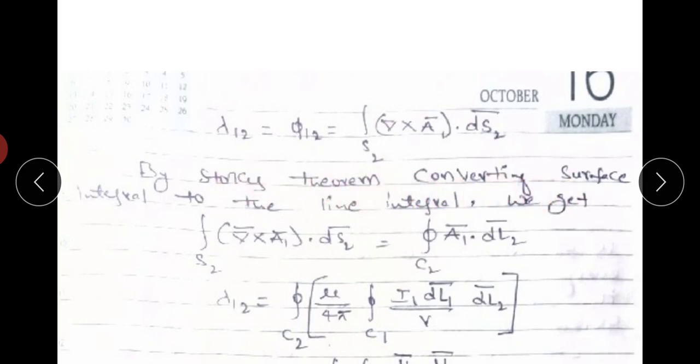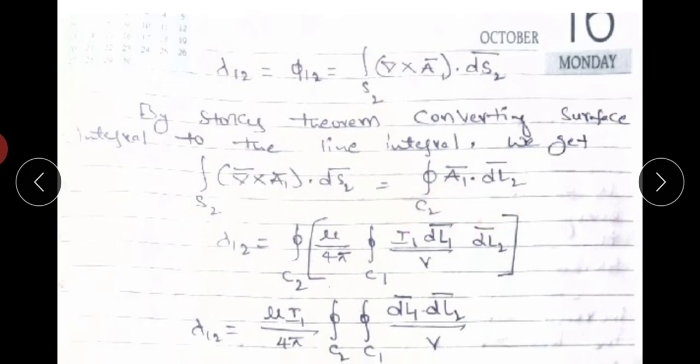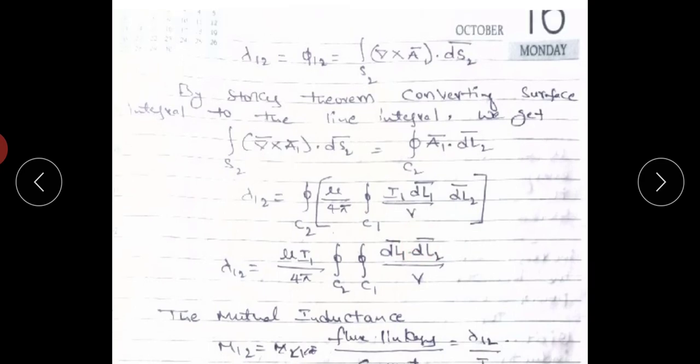Next, by applying Stokes theorem, we convert the surface integration into line integration. So the surface integral del bar cross A1 bar dot ds2 bar equals closed line integral A1 bar dot dl2 bar. Next, lambda 12 equals closed line integral A1 bar dot dl2 bar. A1 bar equals mu I1 by 4 pi closed line integral C1 dl1 by R. By substituting A1 bar we get lambda 12 equals mu I1 by 4 pi closed line integral C2 closed line integral C1 dl1 bar dot dl2 bar by R.